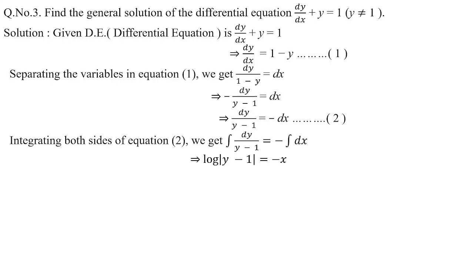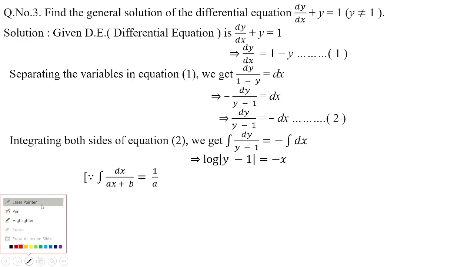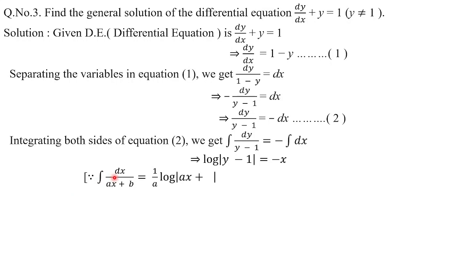Okay. Now, by using that formula, integral dx by ax plus b, because it is a linear polynomial in the variable x, integral dx by ax plus b is equal to 1 by a log mod ax plus b plus c, and in the RHS, integral dx is equal to x plus c. We used these two integral formulas in the LHS as well as in the RHS.